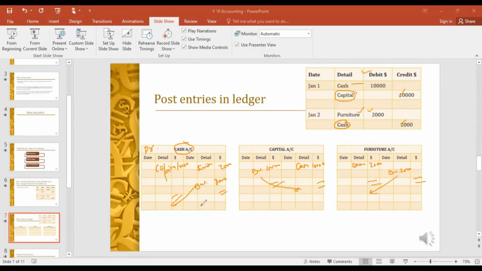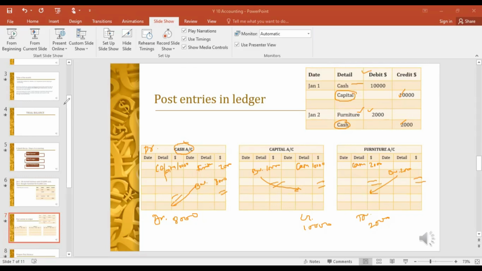So for a quick understanding, the cash balance will be on the debit side, 8,000. For capital, the balance will be on the credit side, 10,000. Okay, cash balance 8,000, sorry. Capital 10,000. And for furniture, it is on the debit side, 2,000. Once we are done with this, now we have to see how it will look in a trial balance. So after balancing the ledger, we will prepare the trial balance.